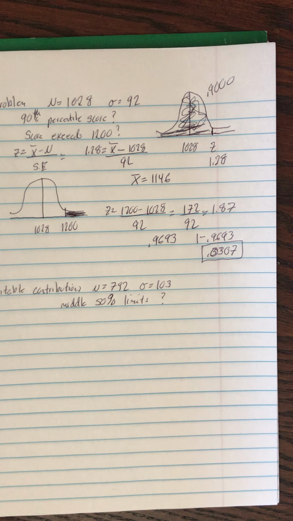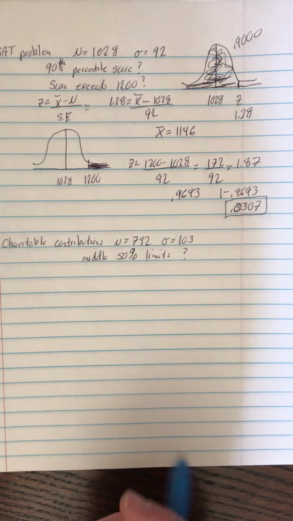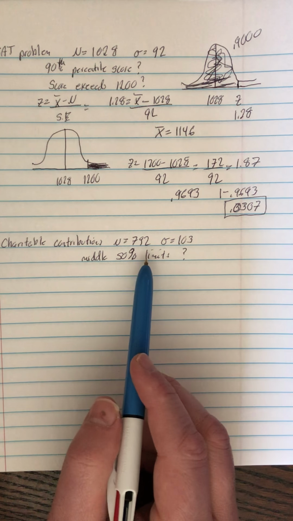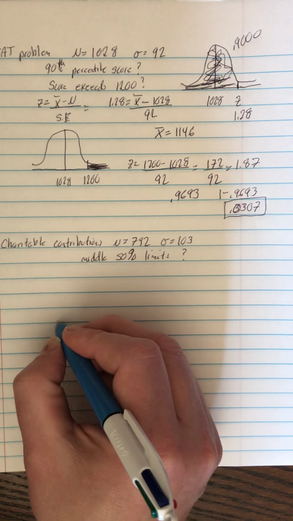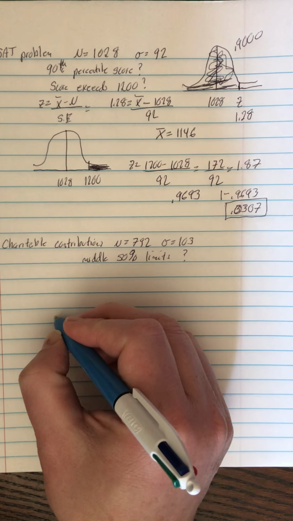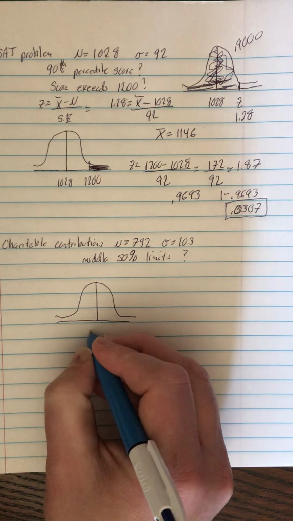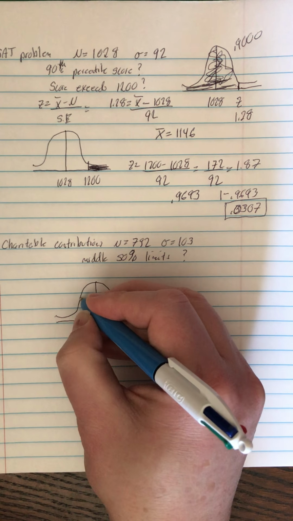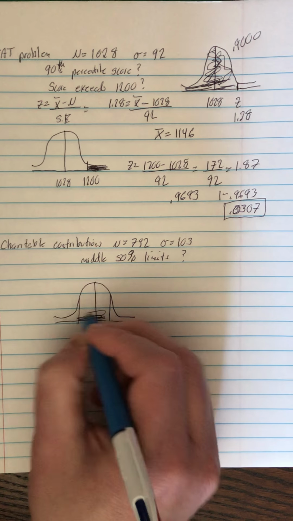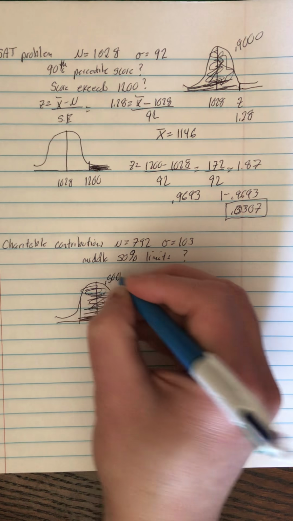Now the charitable contributions one, and the last one. It's interesting because I was doing my taxes a little bit earlier today and had to put some charitable contributions in. Anyway, the average is 792 with a sigma of 103. So let's go ahead and draw what we've got. We've got that 792 right in the middle. And it asks for the middle 50%. So that means that the shaded area is 50%, or 0.500.